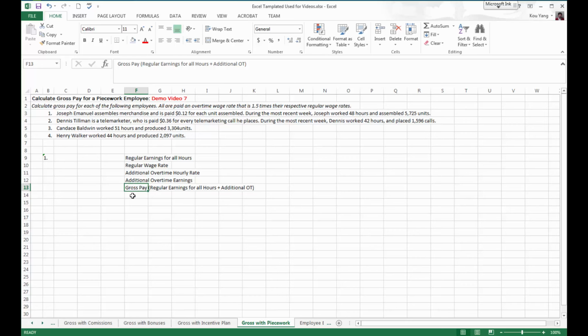So let's follow these steps for Joseph. We're going to calculate gross pay for each of the following employees. All are paid an overtime wage rate that is 1.5 times their respective regular rate earnings. For one, Joseph Emmanuel assembles merchandise and is paid 12 cents for each unit assembled. During the most recent week, Joseph worked 48 hours and assembled 5,725 units.